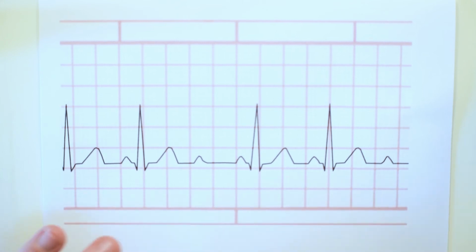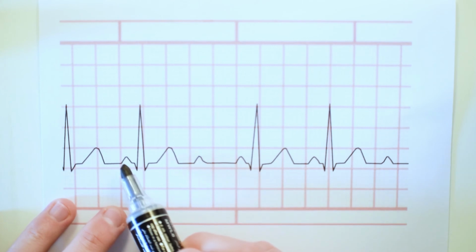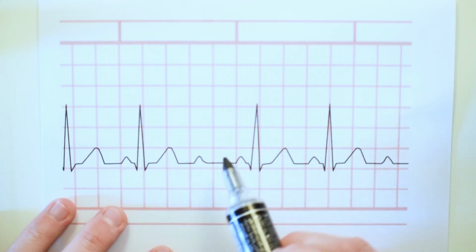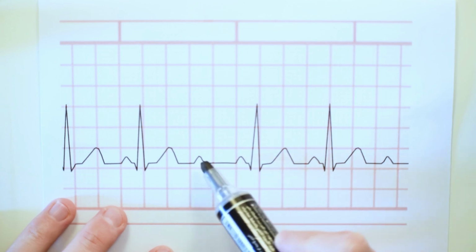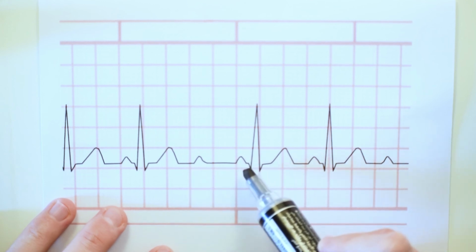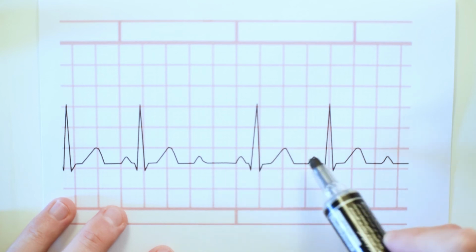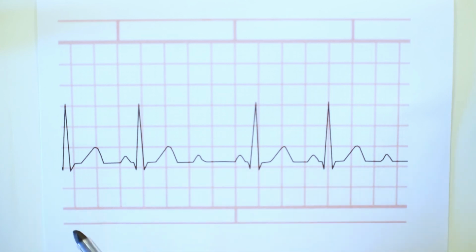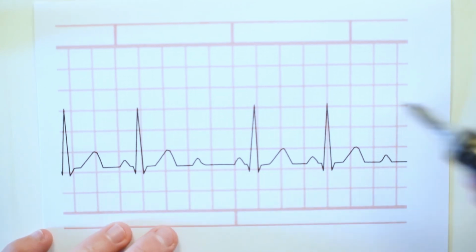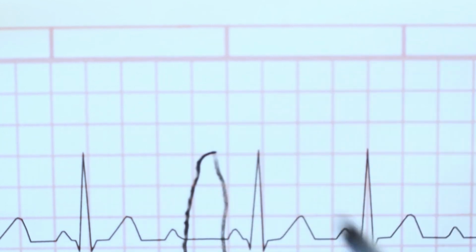Well, the question you want to ask is: is there a P wave before every QRS? So P, QRS, QRS, P, P, no QRS. P, QRS. So there's P and QRS, P and QRS, P. And then it goes back. There's something missing here. There is a QRS that is just absent.